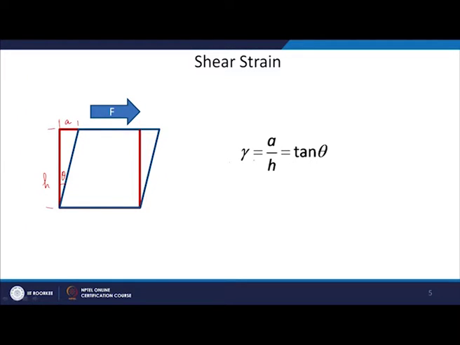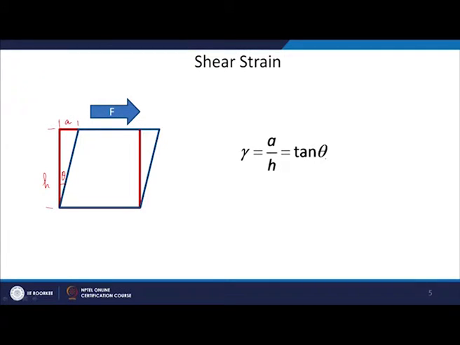Then I can define the shear strain, which I am referring to here as gamma, as the displacement a divided by the perpendicular distance from the fixed end, which is h, so a by h. And that will obviously be, because this is the perpendicular and this is the base, and this is angle theta, equal to tan theta. So this is the shear strain. Whatever strain is produced because of the shear stress on the material is called shear strain, and that will be equal to a by h, equal to tan theta.